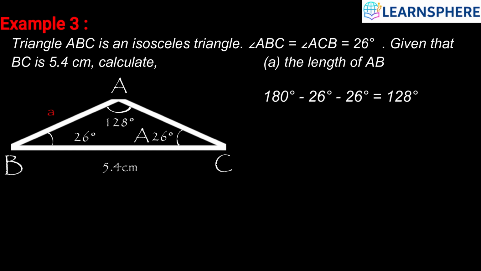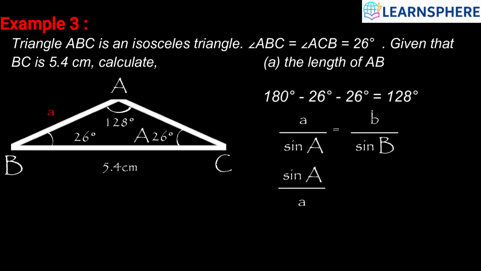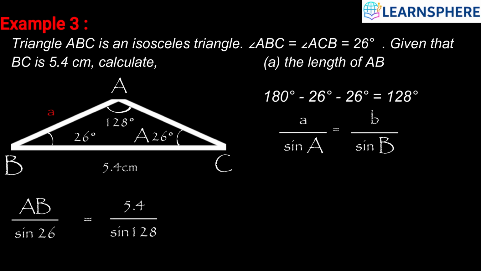So the formula for sine rule is either a over sine A equals b over sine B, or sine A over a equals sine B over b. As in this question, we want to find small letter a, we have to put it in the top left-hand side of the equation. So therefore, the formula would be a over sine A is equal to b over sine B. Then we can substitute the values of the angles and sides into the formula, which gives us AB over sine 26 is equal to 5.4 over sine 128.